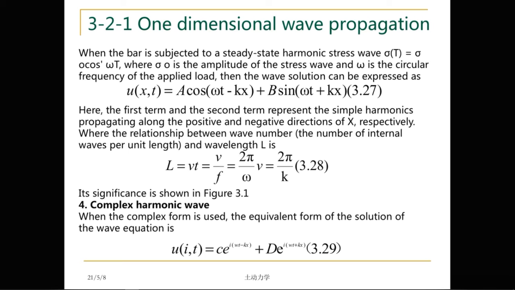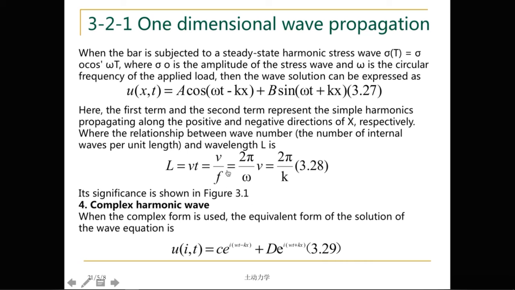When the bar is subjected to a steady-state harmonic stress wave, sigma(t) equals sigma 0 cosine omega t, where sigma 0 is the amplitude of the stress wave and omega is the circular frequency of the applied load, then the wave solution can be expressed as u(x,t) equals a cosine(omega t minus kx) plus b sine(omega t plus kx). Here, the first term and the second term represent the simple harmonic waves propagating along the positive and negative direction of x respectively.